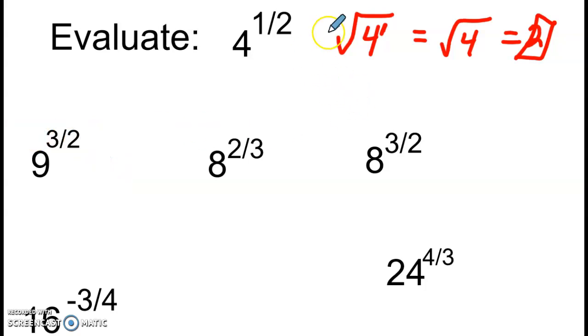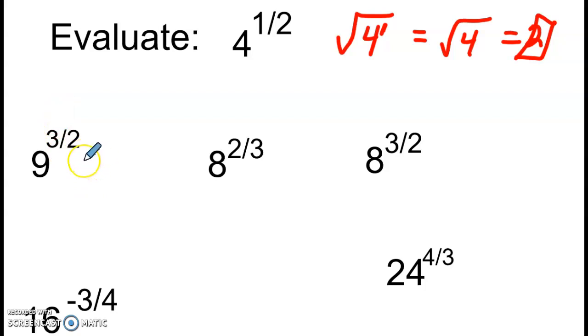And using that idea that the denominator is the root and the numerator is the exponent, after you do this root or before, let's see what you get for 9 to the 3/2, 8 to the 2/3, etc. Okay, pause me for a minute and try this on your own and then come back.